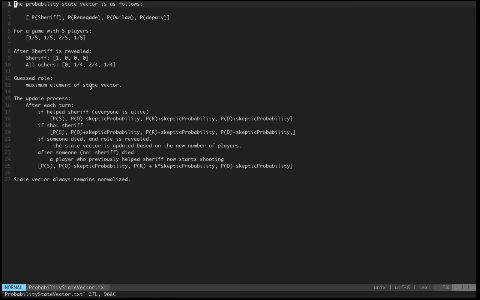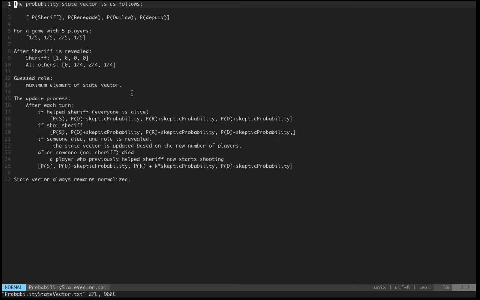Each AI assigns a guess role to all other AIs, and that's done by extracting the maximum element of the state vector and mapping the element number to the role assigned. For example, in this game, after the sheriff reveals its role, the guess role for any AI would be this element 1/2, as this maps onto an outlaw, and this makes sense because outlaws have the highest probability in this game.